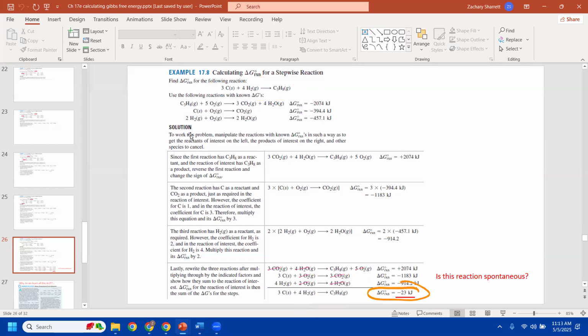What does that tell us, Bronson? Is this reaction spontaneous? Try again. Correct. Why? Because it's negative, okay? When you get a negative delta G, it is spontaneous. Mervais, what's up?